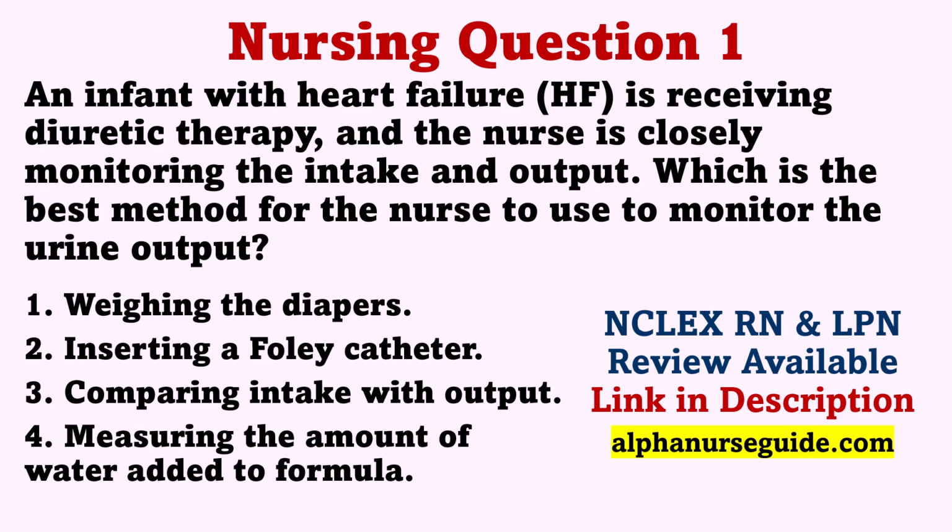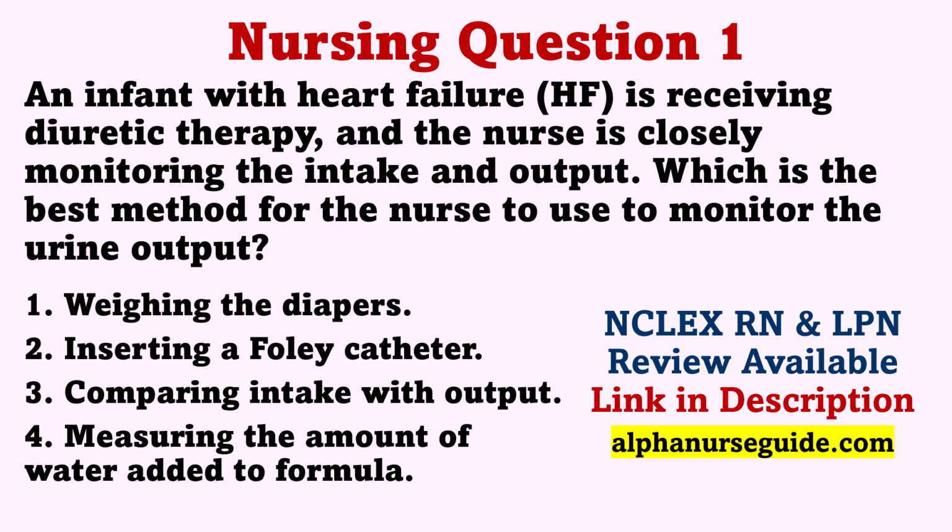The correct answer is 1. Weighing the diapers. The best method to monitor urine output in an infant on diuretic therapy is to weigh the diapers. The weight of dry diapers is subtracted from the weight of wet diapers to determine the amount of urine excreted. 1 gram is equivalent to 1 milliliter of urine. Comparing intake with output would not provide an accurate measure of urine output. Measuring the amount of water added to formula is unrelated to the amount of output.